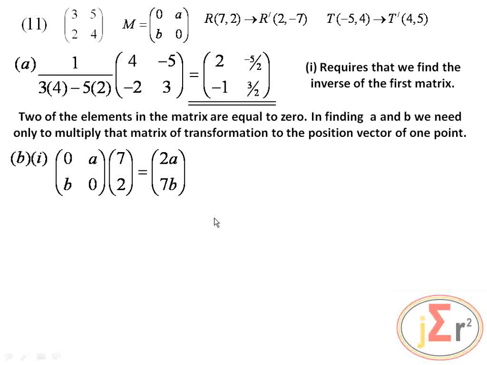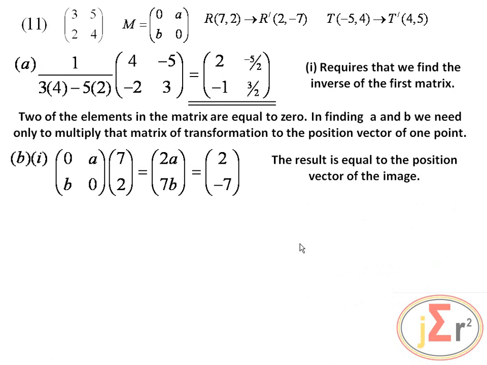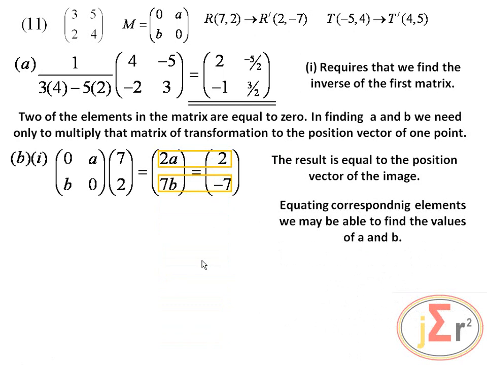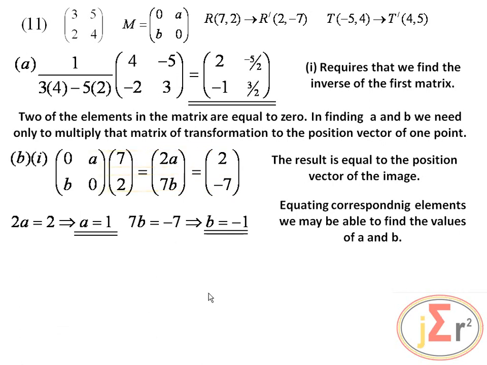And that is equal to the position vector of the image. So the result is equal to the position vector of the image. It is equal to 2, negative 7. So what do we know? Equating corresponding elements, we may be able to find the values of a and b. 2a is equal to 2, so a is equal to 1. And then we have what? 7b is equal to negative 7, so b is equal to negative 1.